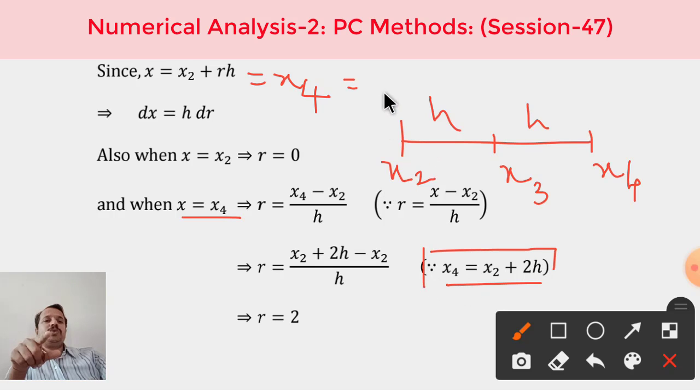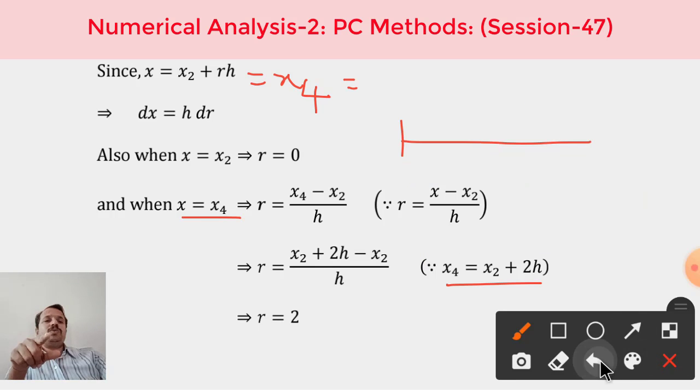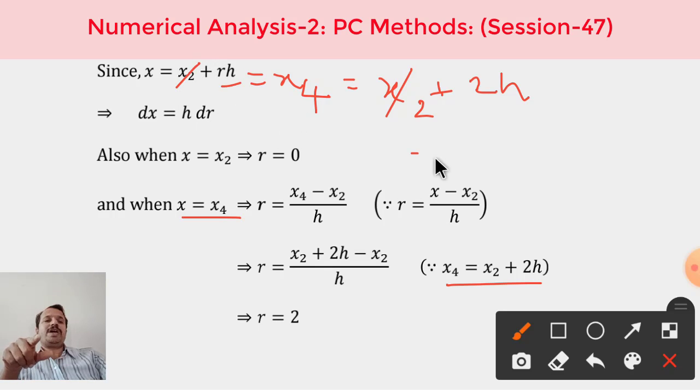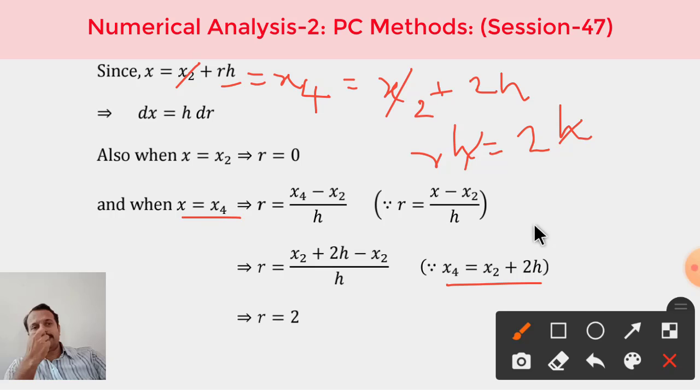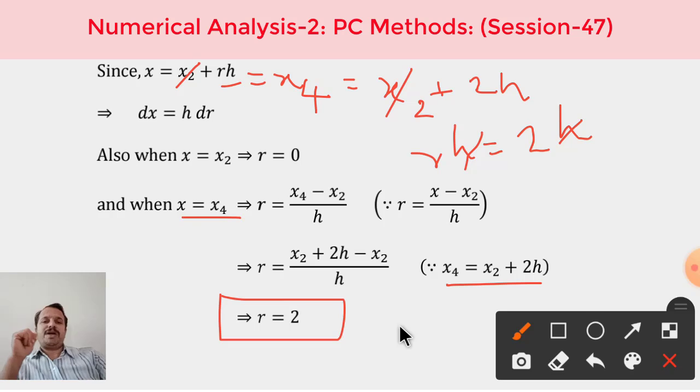So x2 plus 2h I can write in place of x4. This x2 can be cancelled with this x2. Now what is there in my hand? rh on the left hand side. On the right hand side only 2h. I can cancel h and h because I can divide by this non-zero quantity on both sides. h cancels. So I get r is equal to 2. That is the upper limit. So easily I have recovered the upper limit also.